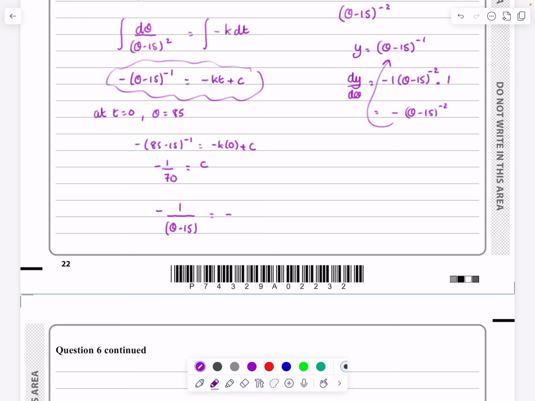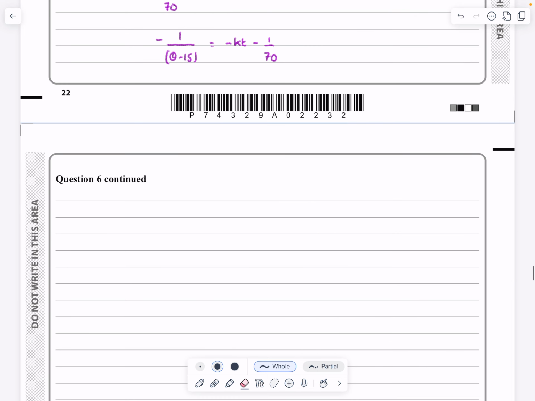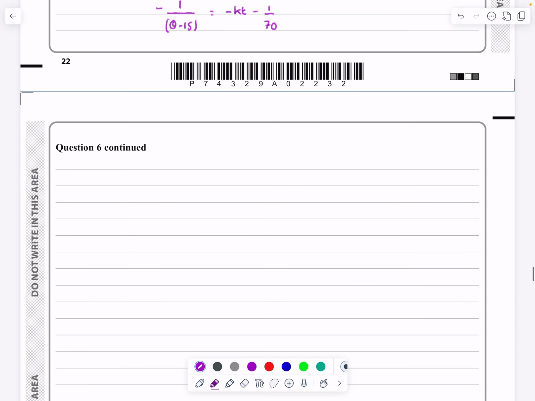That is equal to minus kt minus 1 over 70. So I'll now use the second part of the information. Before I do that, let's tidy that up, because I can get rid of all those negatives, can't I, and just make it a little bit easier when I'm going to be doing my algebra. That's the same as 1 over theta minus 15 is equal to kt plus 1 over 70. I've literally just multiplied everything by -1 there.